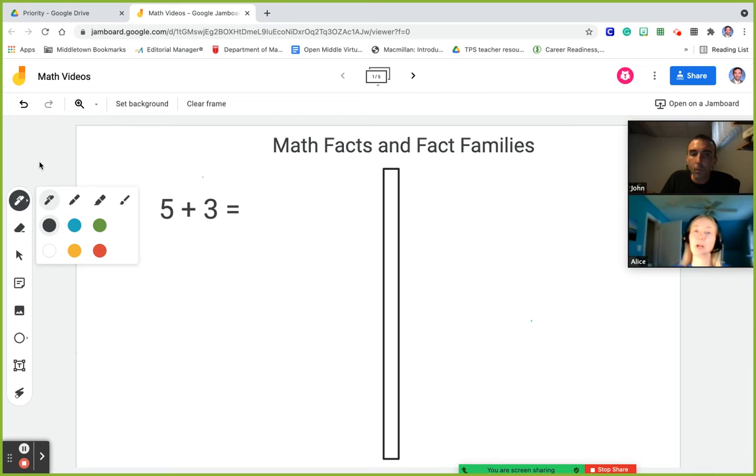We help you so that you can help your kids with math. And today we're talking about math facts and fact families.